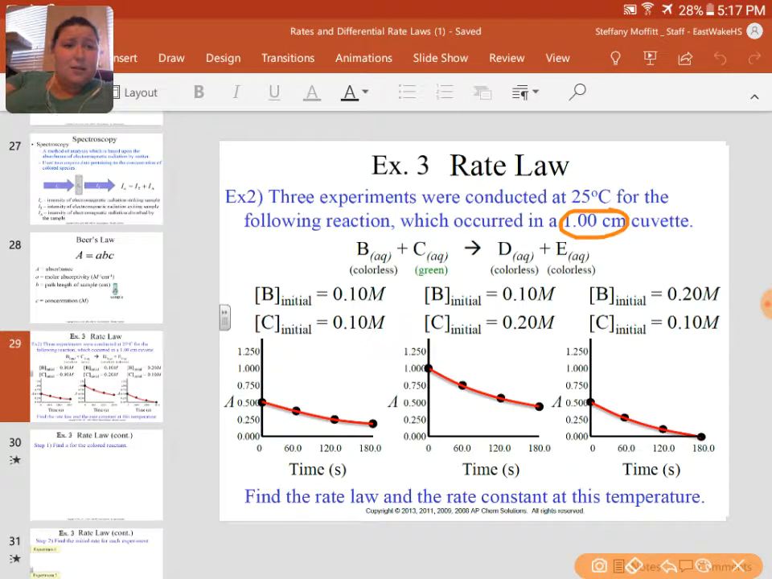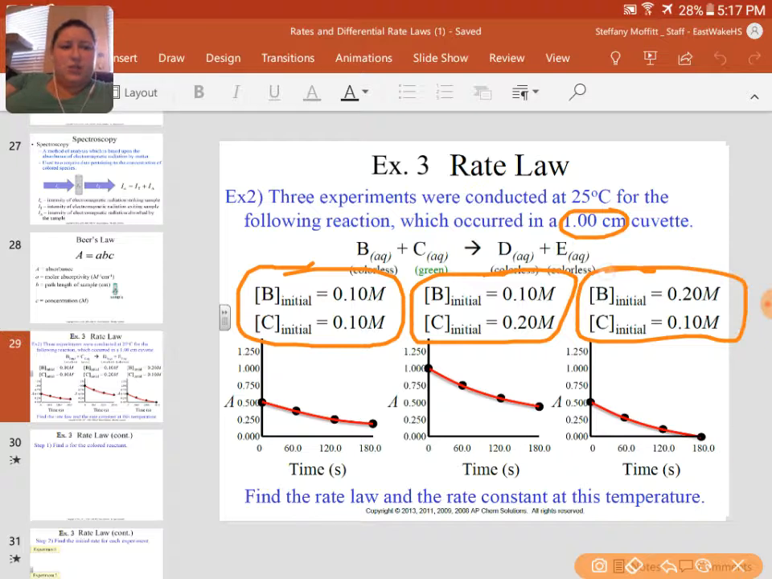So B plus C yields D plus E. B and C are both 0.1 molar right here. We have a different concentration here and a different concentration here. And this is what the absorbance looks like with those different concentrations over time, the same amount of time. And it wants us to find the rate law and the rate constant at this temperature.